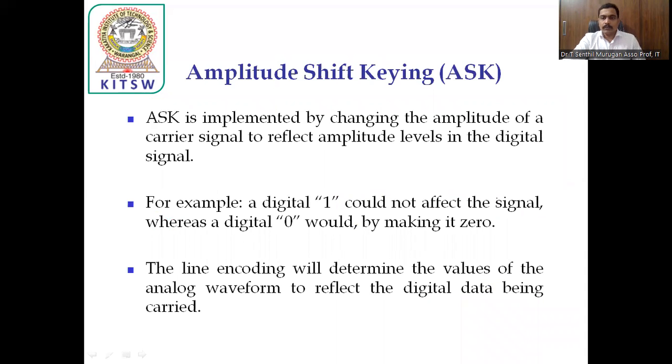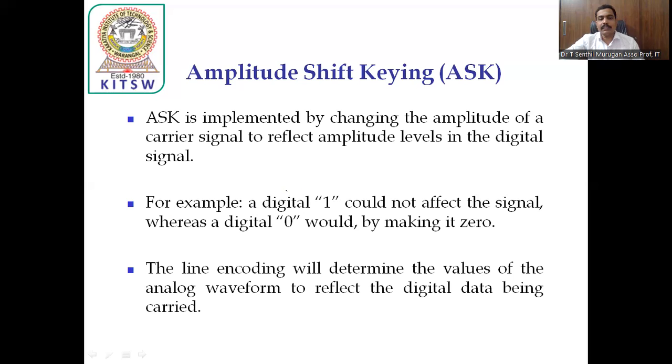So now we are going to discuss the first method, amplitude shift keying techniques. What is ASK? ASK is implemented by changing the amplitude of a carrier signal to reflect amplitude levels in the digital signals. The carrier signal has some frequency and amplitude, and wherever we want, we can change the signal according to the digital data. That is modulation. So here we are using amplitude based shift keying.